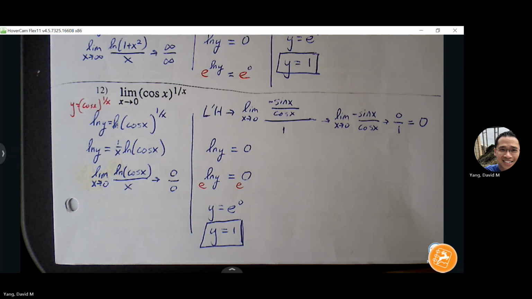So evaluate the limit, we get 0 over 0. That is a condition for L'Hopital's rule. So find the derivative, numerator denominator, reevaluate, we get 0. Natural log y equals 0. Exponentiate both sides, y is equal to 1. That's our limit.